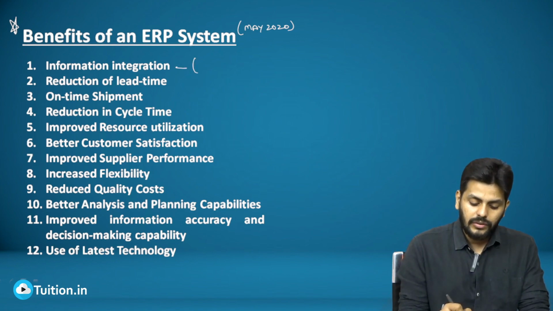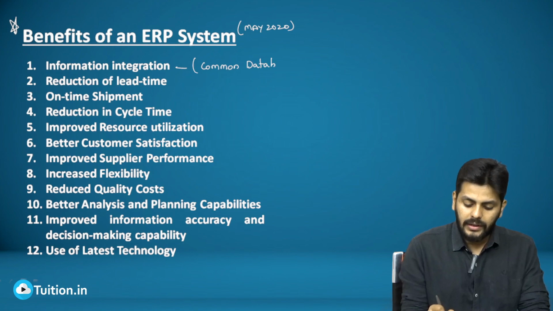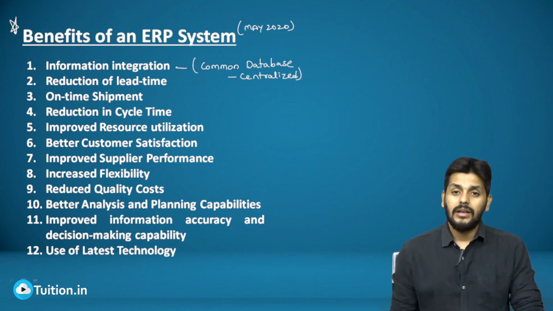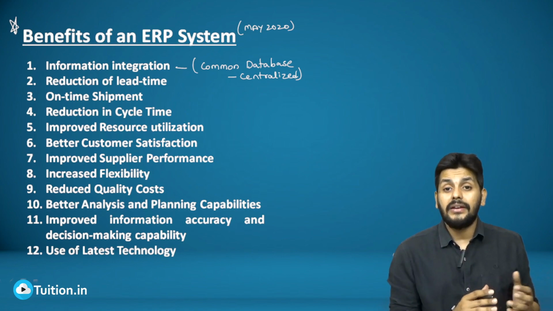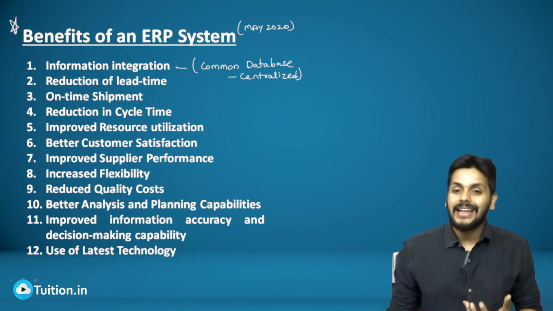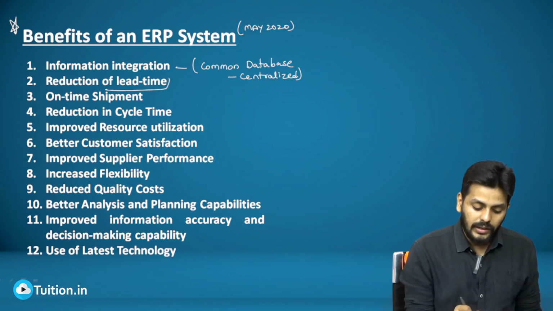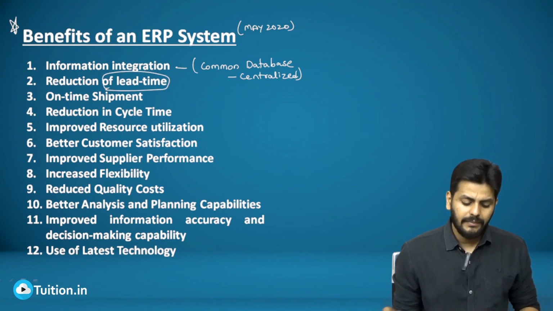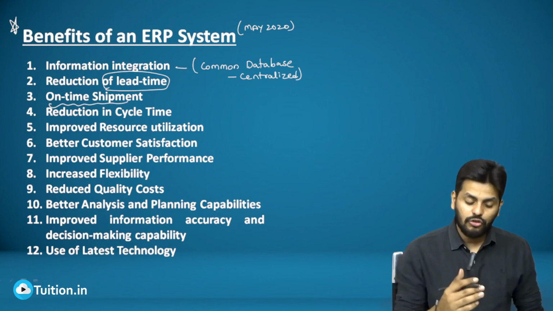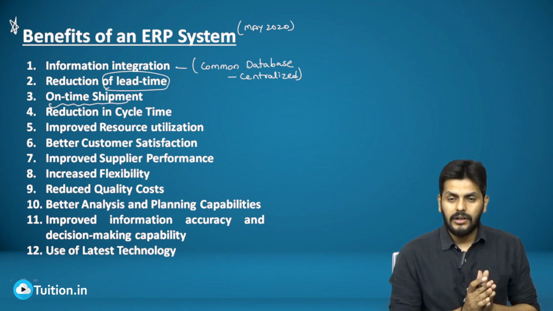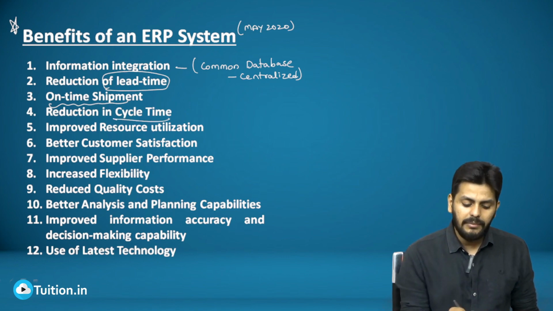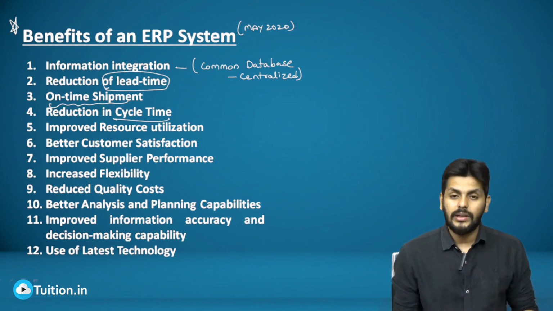Information integration is maintaining a common database in a centralized manner. Then, when you make an order, the time taken to wait until you receive the goods is called lead time, and that lead time will come down. Timely shipment will happen, meaning goods are delivered to the right person at the right time. The time taken to complete one full process is called cycle time, and there is a reduction in cycle time as well.